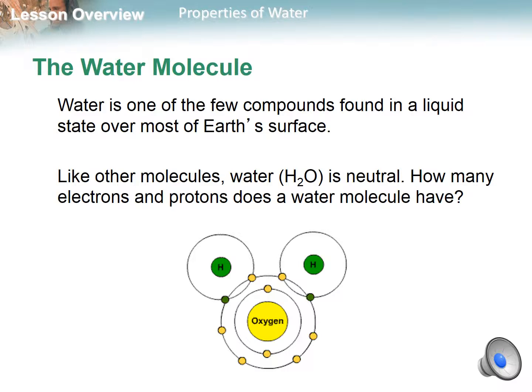Do you know how many electrons and protons a water molecule has? Well, it has 8 electrons and 8 protons. Oxygen starts off with 6. Each hydrogen starts off with 1, and they share 2.